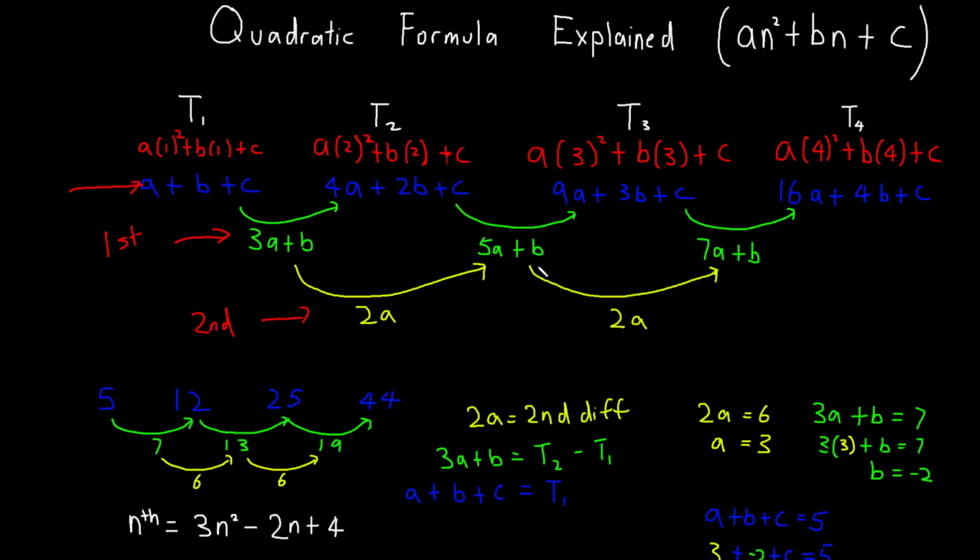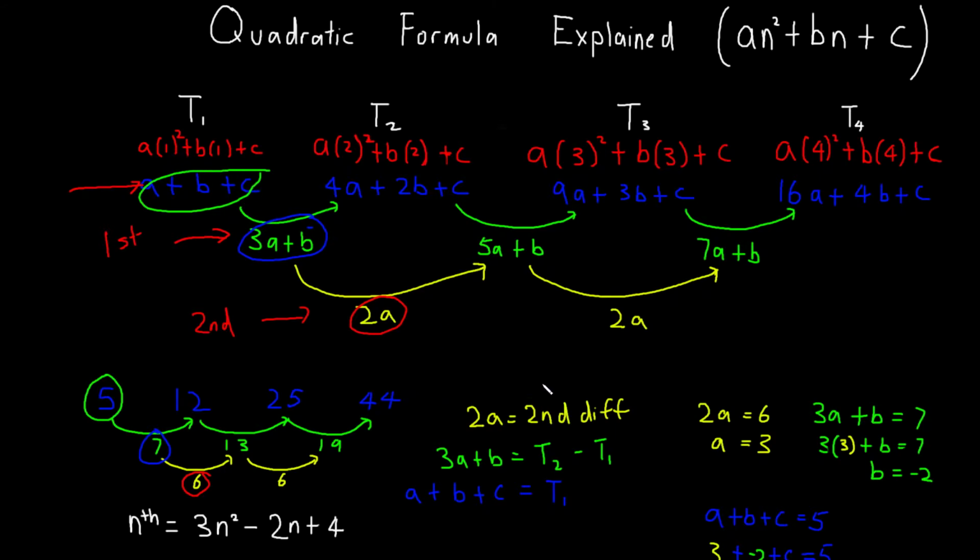Now, look back into our question just now. 5, 12, 25, 44. First layer was 7, 13, 19. Second layer, which is the consistent layer, is supposed to be 6 and 6. So therefore, your formula: 6 is equals to 2a. 7 is equals to 3a plus b. And then finally, 5 is equals to a plus b plus c. We got all of this by substituting our number term into our formula without solving a, b, c first.